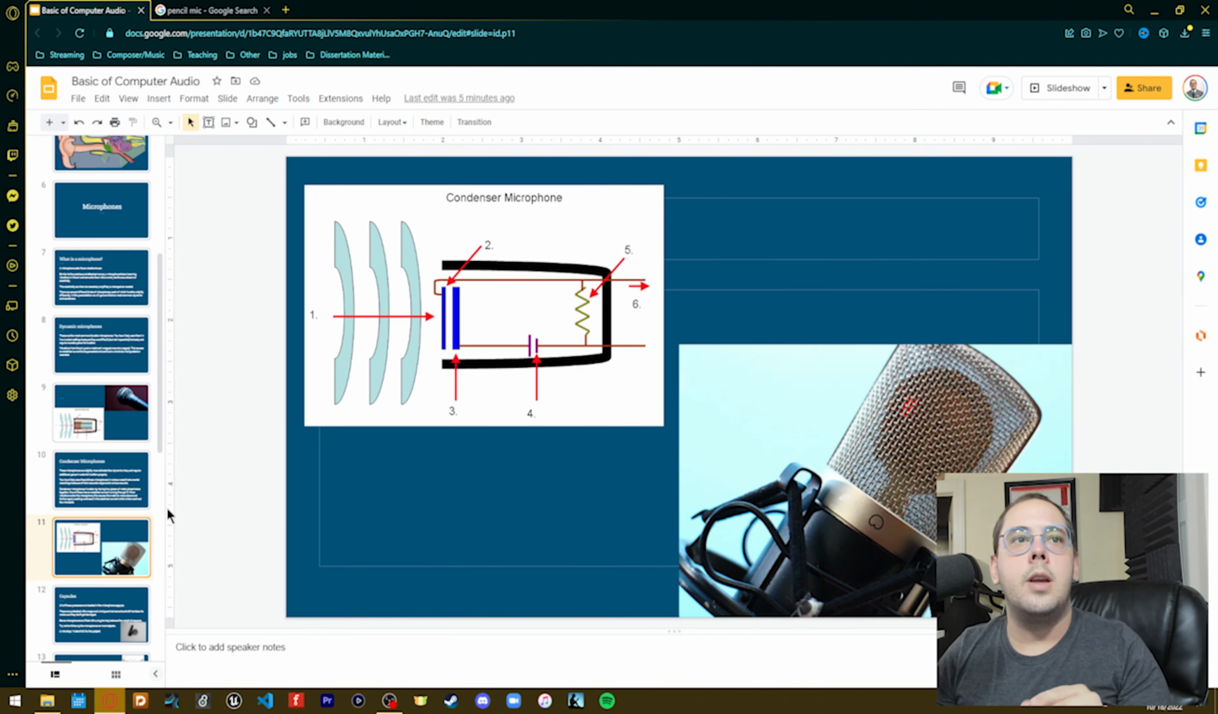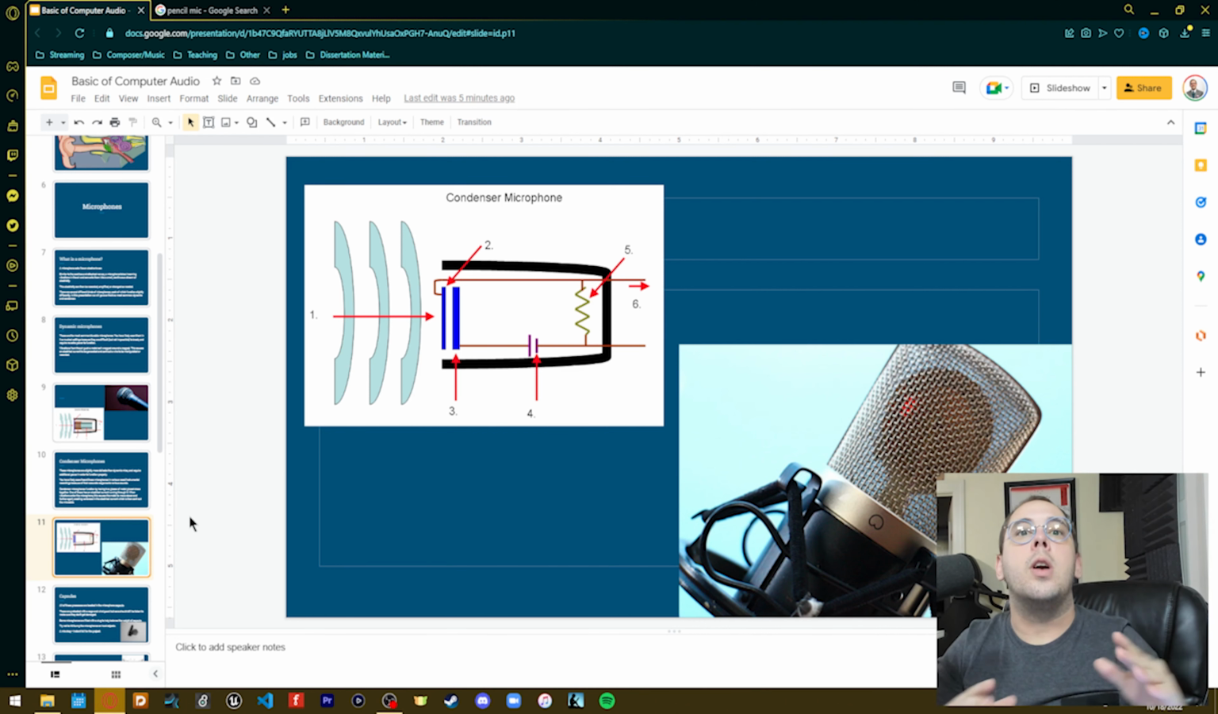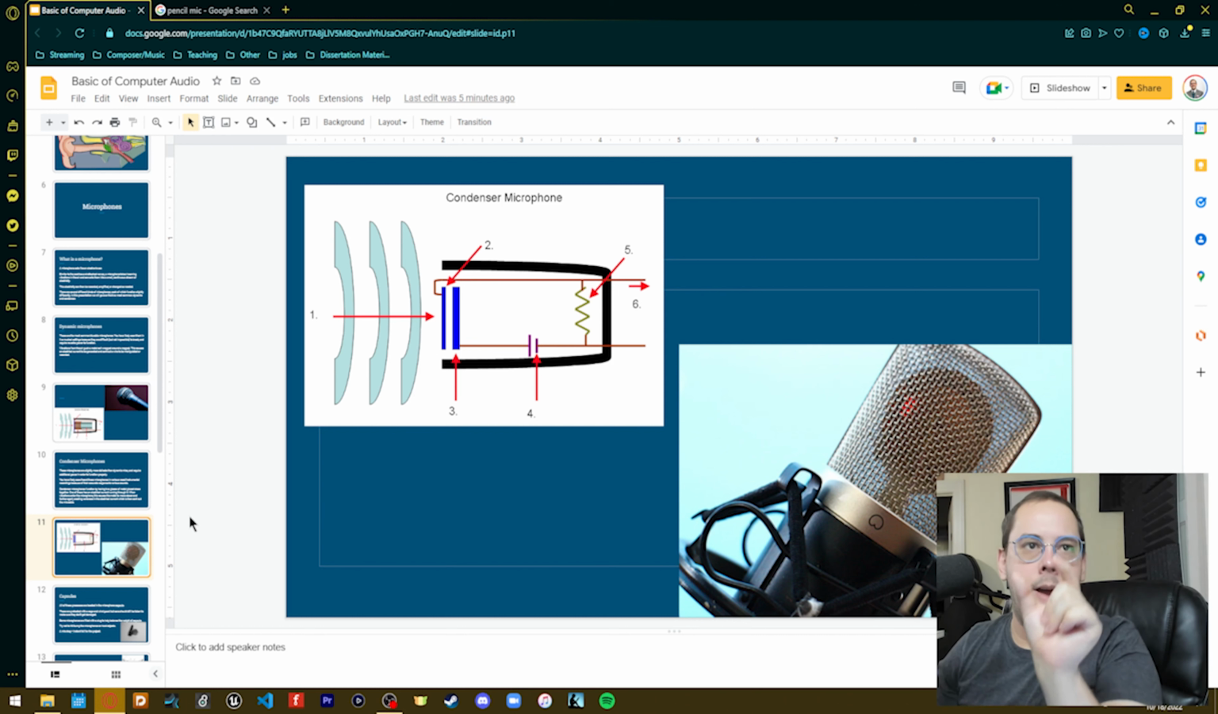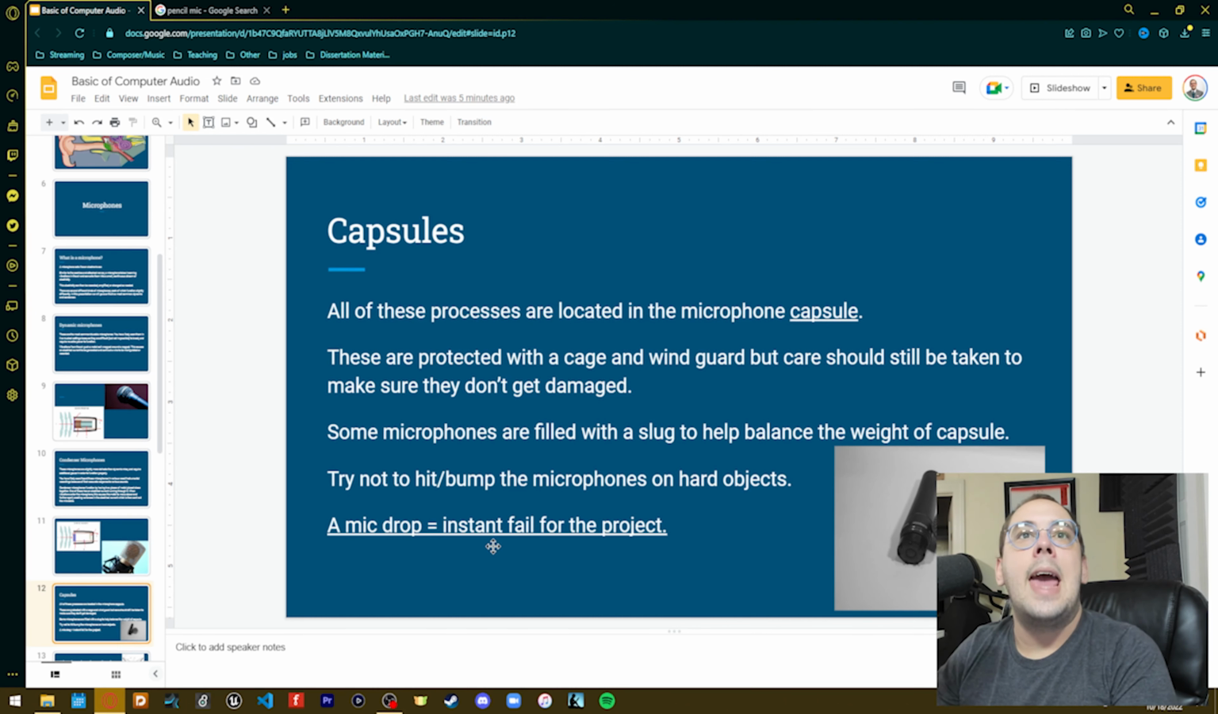So, again, you can have these in a variety of form factors without the need of a ribbon of a certain length or a certain amount of wire wrapped around a magnet. These tend to be a lot more variable in what they look like, but they generally function the same way. Again, the capsule, this is where all the bits are located. They generally have some kind of cage and wind guard, but not always, but generally there's always some kind of protection against the devices.